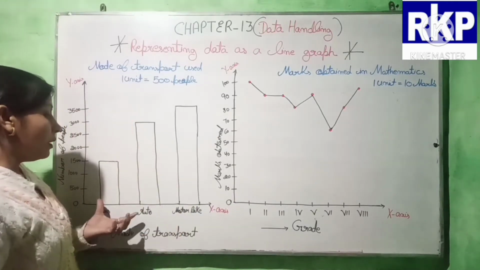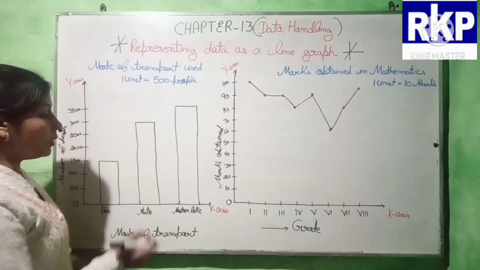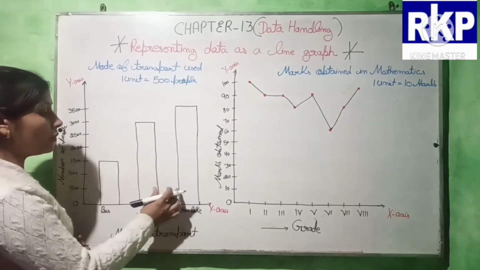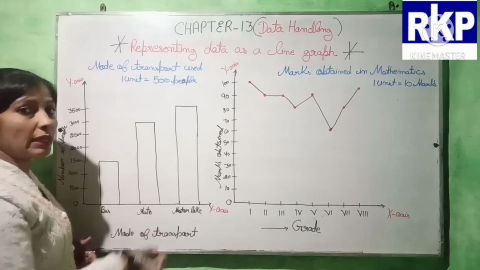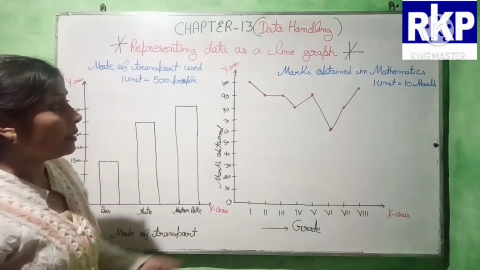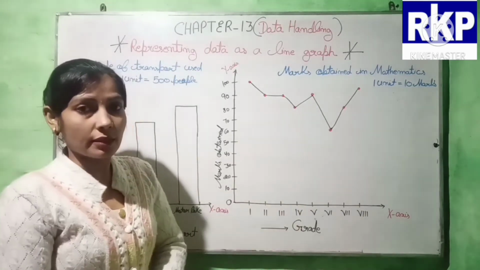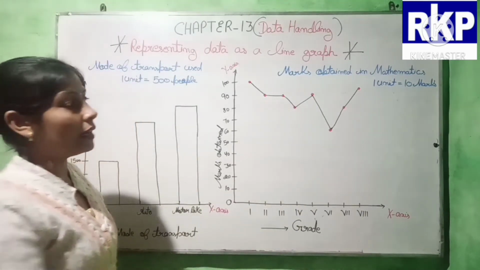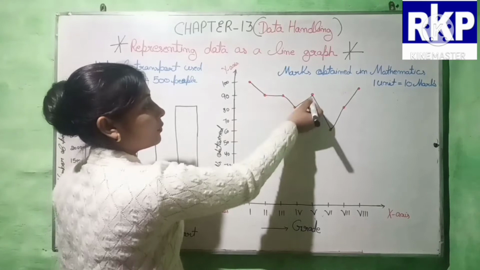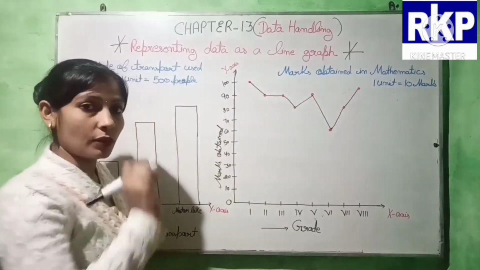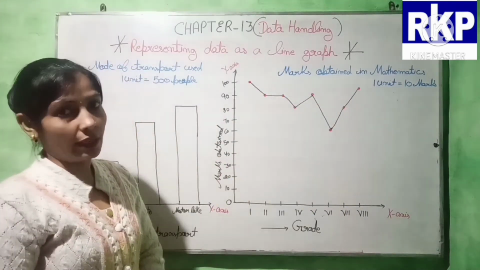In the case of a bar graph, we use bars of equal width to represent the given data. And in the case of a line graph, the data is represented as points, and we join these points with a line to show the given data.